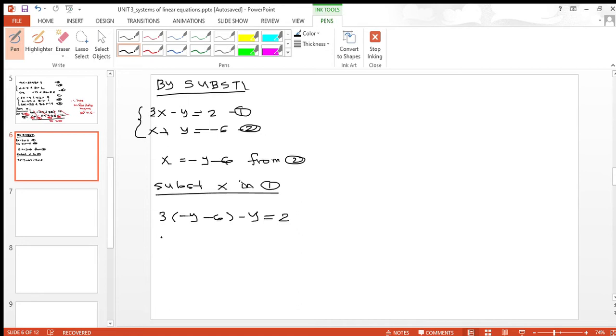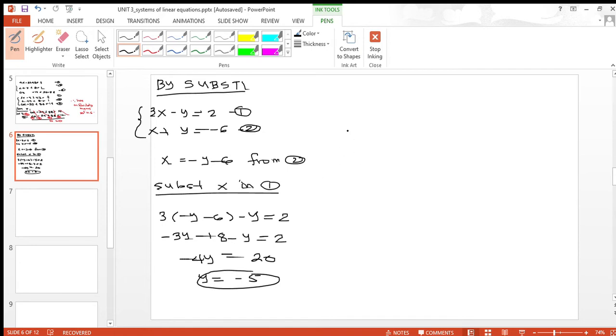So solving now for y, we get minus 3y minus 18 minus y equals 2. Minus 3y minus y is minus 4y, minus 18. When we transpose that, it will be positive 18 plus 2, which is 20. Divide both sides by minus 4. y will be minus 5. So that will be the value of y.